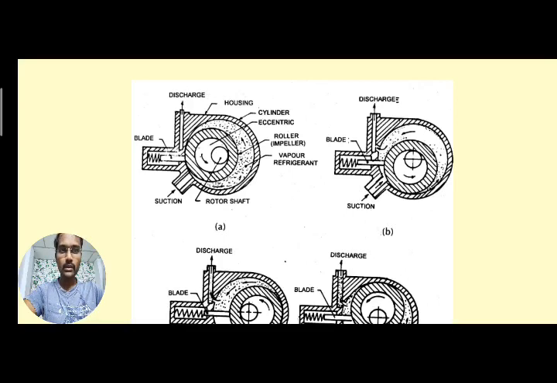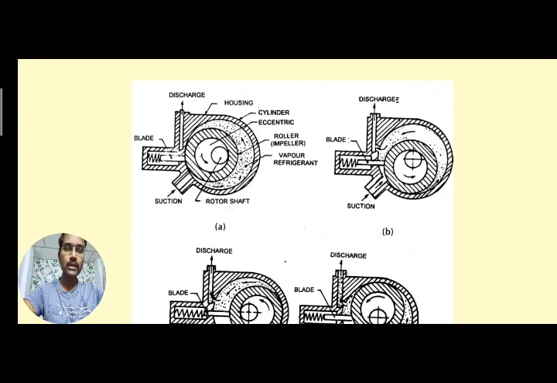Now whenever this roller is making rotation, consider the first part, this first diagram A. What is happening here? Consider that suction has taken place. Now the roller is rotating in the clockwise direction. You can see the second diagram here. Now see, the roller is making contact at the bottom of the cylinder. On one side, a slight opening of the suction port is taking place, and on the other side, the low pressure vapor refrigerant is getting compressed.